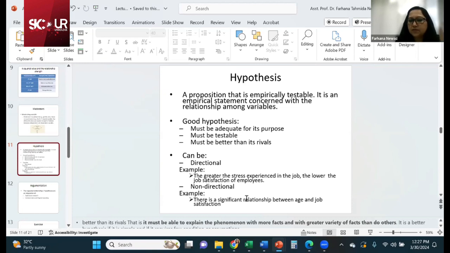Usually we put it this way when there are mixed findings, right? At that time we don't know what to put. So we simply say yes, there is a relationship, but don't know whether in my case it will be positive or negative. So you just mention there is a significant relationship, or there is no relationship, between age and job satisfaction. When we write the statement or the hypothesis this way, we call it non-directional.